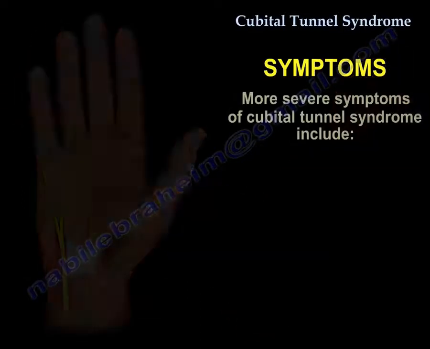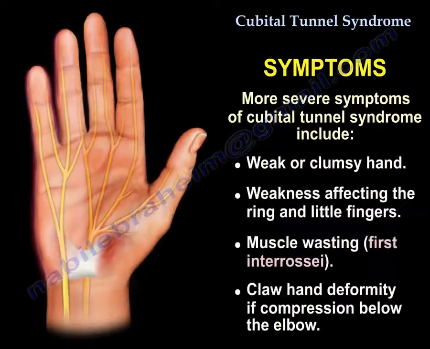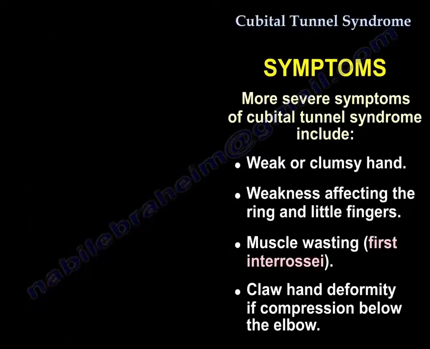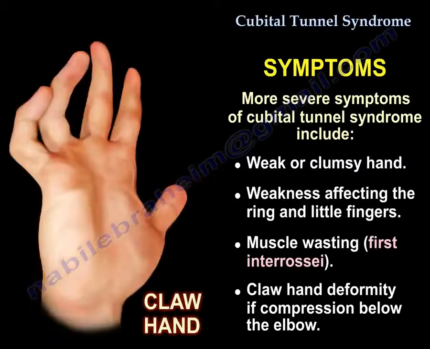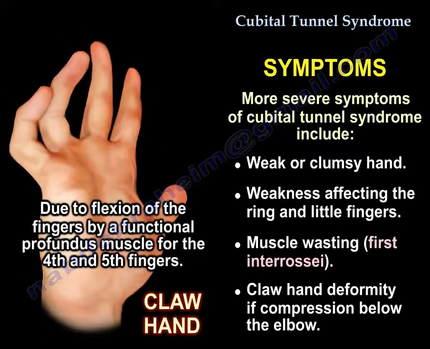More severe symptoms of cubital tunnel syndrome include weak or clumsy hand, weakness affecting the ring and little fingers, muscle wasting, such as the first interossei muscle wasting, claw hand deformity if compression occurs below the elbow. The claw hand in the 4th and 5th fingers occurs due to flexion of the fingers by an unopposed flexor digitorum profundus muscle.